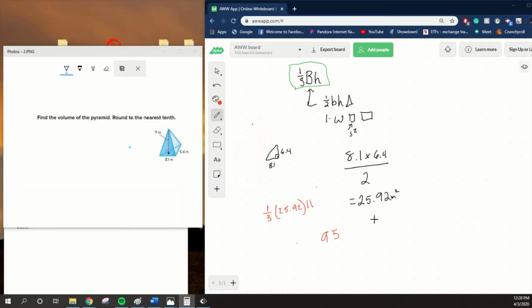And then if we're rounding to the nearest tenth like it asks us to, we are not going to have to worry about that 0.04. So you could put 0.0 here if you feel so inclined. You do not have to. You can just put 95 meters cubed. And that would be the volume of that pyramid.